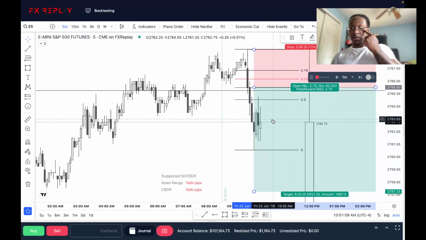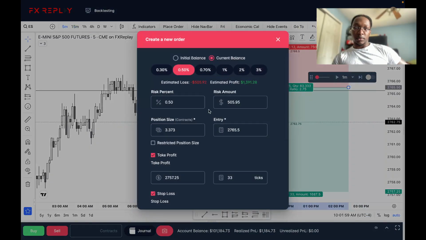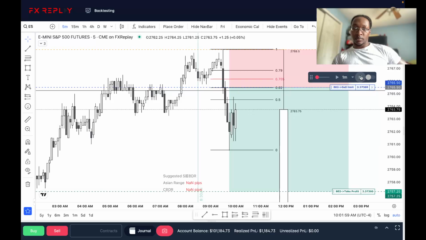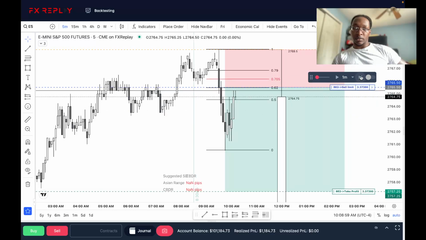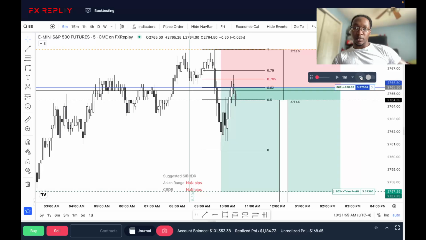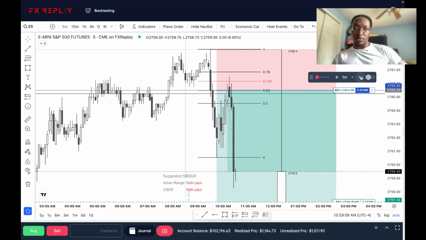This makes sense, especially for it being Friday. Let's see what we can do. Let's go 0.5%. We get tapped in. Okay, there we go. That's a nice drop. Continue lower.